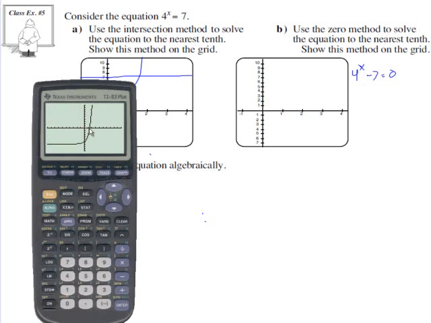Graph is equal to 0 right there. You can see the crossing point where it crosses the x-axis. So all you need to do is second calc 0, enter. Left bound, the cursor is already to the left of the 0, so press enter. Right bound, move the cursor with the arrows until it's to the right of the 0, enter. Guess, enter. And your answer again, same thing, 1.4.